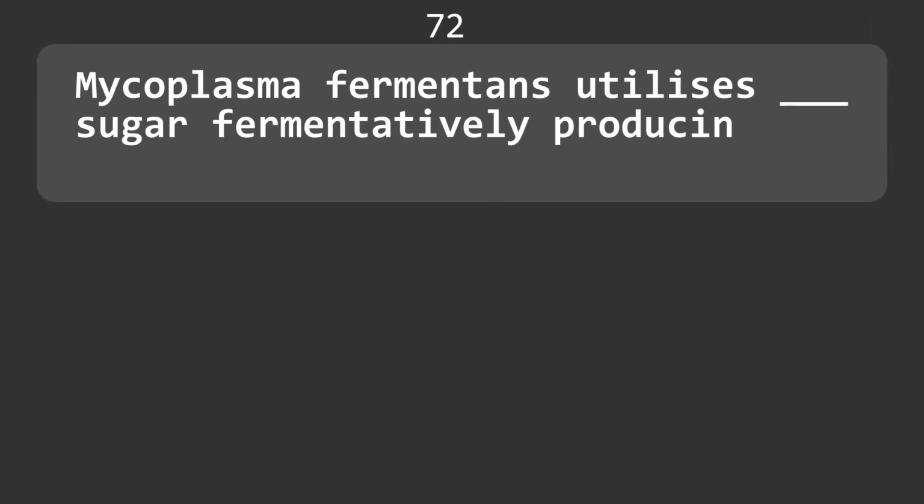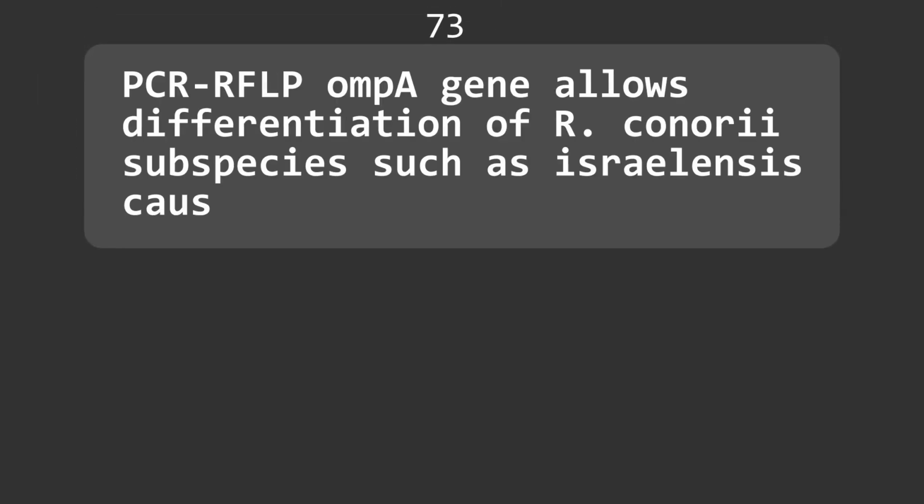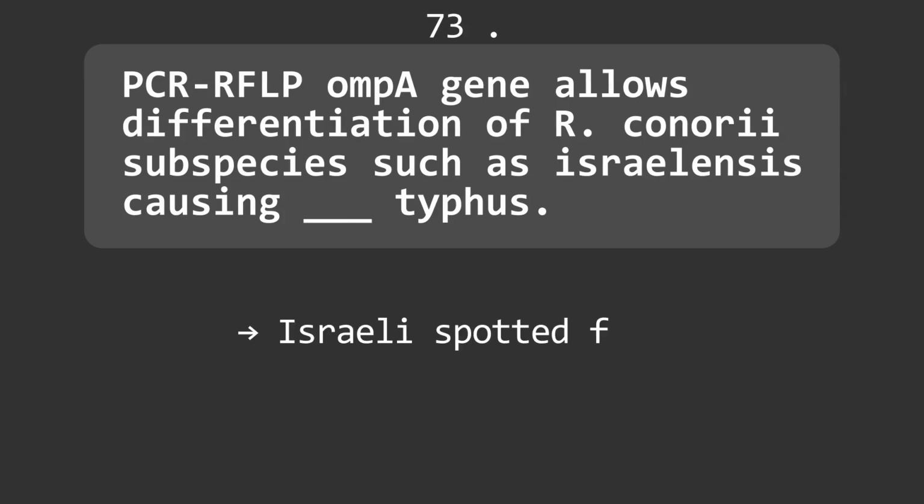Mycoplasma fermentans utilizes sugar fermentatively, producing acid, glucose. PCR RFLP of the OMP-A gene allows differentiation of R. conorii subspecies such as israelensis causing Israeli spotted fever.